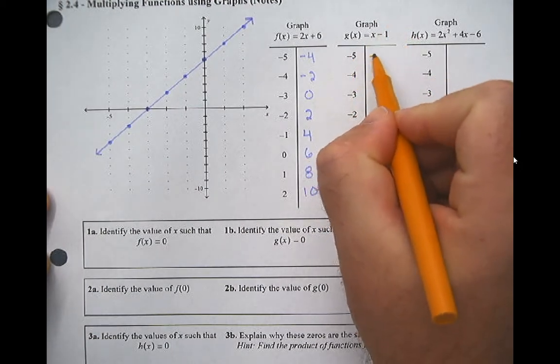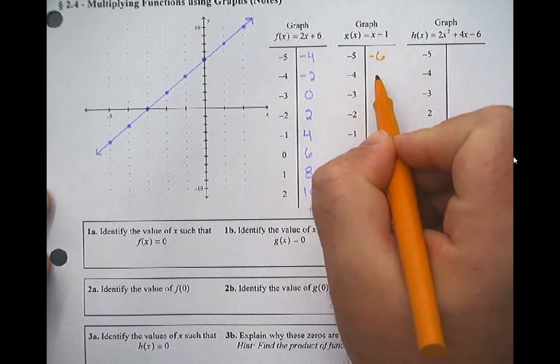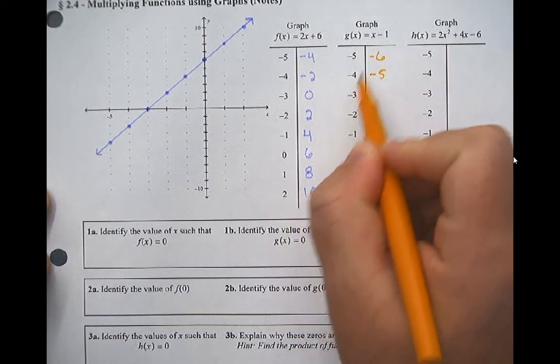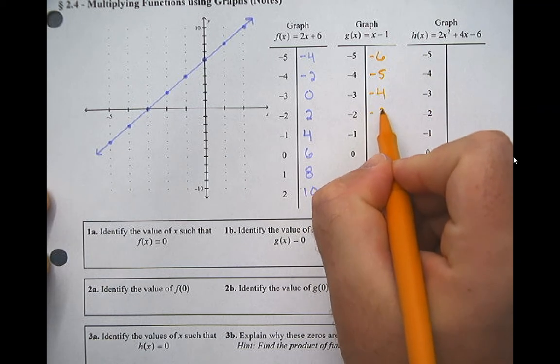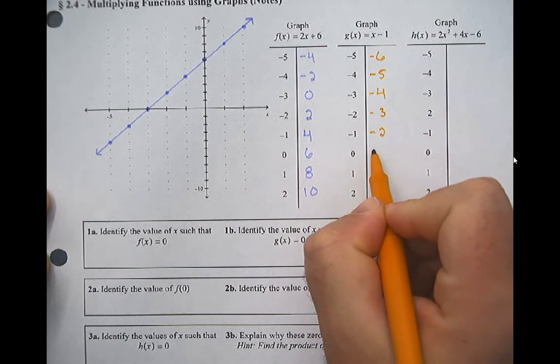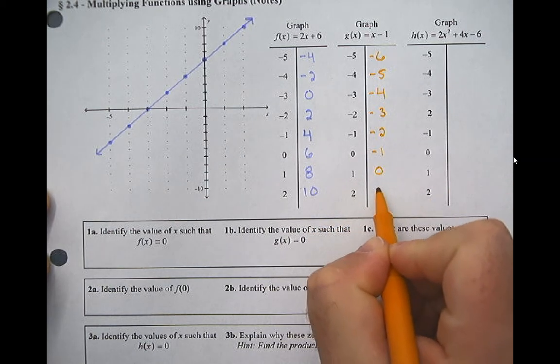-5 minus 1 is -6. -4 minus 1 is -5. -3 minus 1 is -4. And we see the pattern from here. -3, -2, -1, 0, and 1.